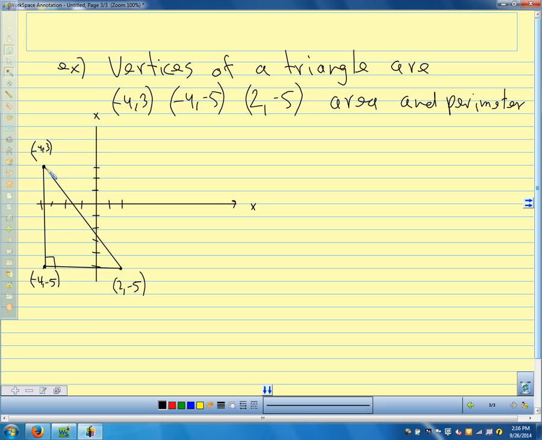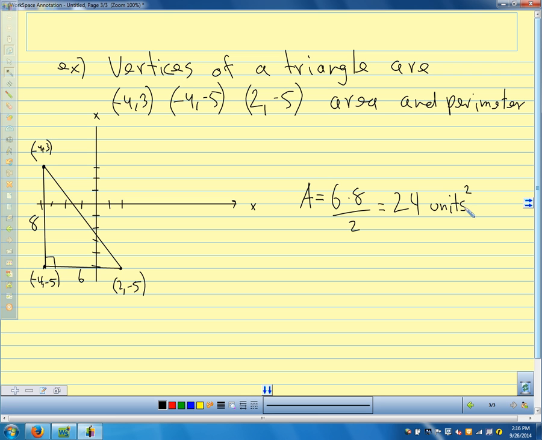So what is the length of this side? 8. From -5 to 3 is 8 units. What's the length of this side? 6. -4 to 2 is 6 units. Well, now we can find our area, right? Our area is, what's the base? 6. What's the height? 8, divided by 2. 6 times 8 is 48, divided by 2 is 24 units squared, whatever the units are.